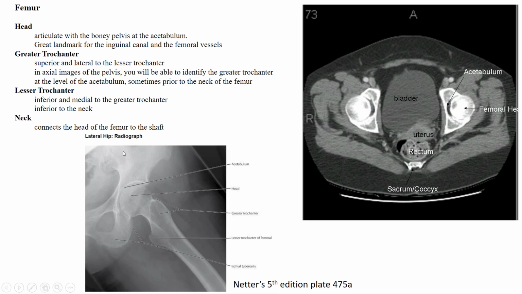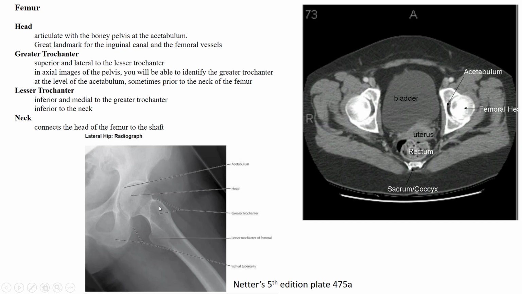So we have the pelvis here and the acetabulum, which is that rounded area here, the socket that's formed by the ischium, the ilium, and the pubis. And the head of the femur, this round ball, articulates with that acetabulum. And then you have the greater trochanter here. This is another great landmark for looking at areas within the pelvis. You'll know where you are when you look at the greater trochanter.